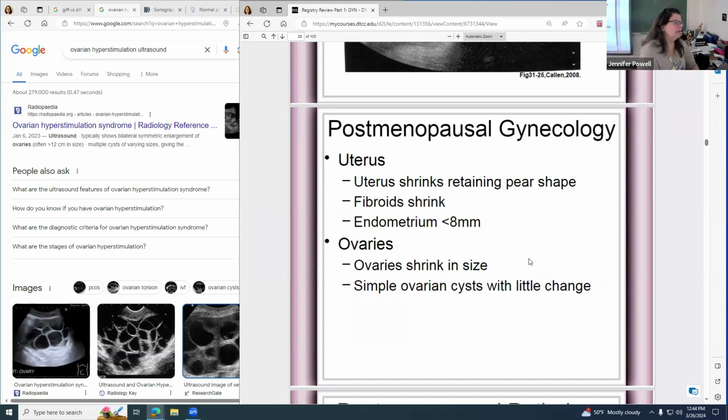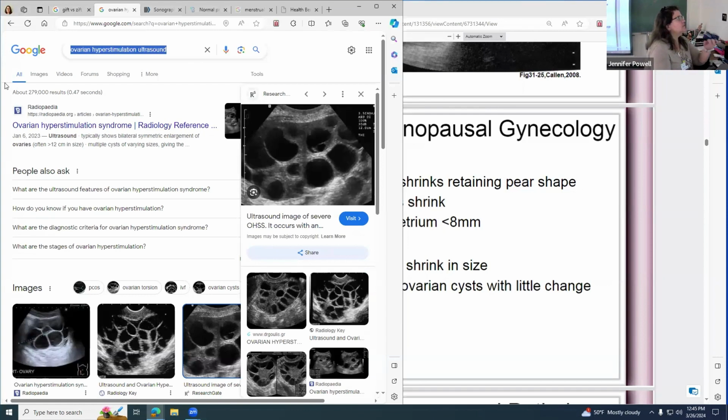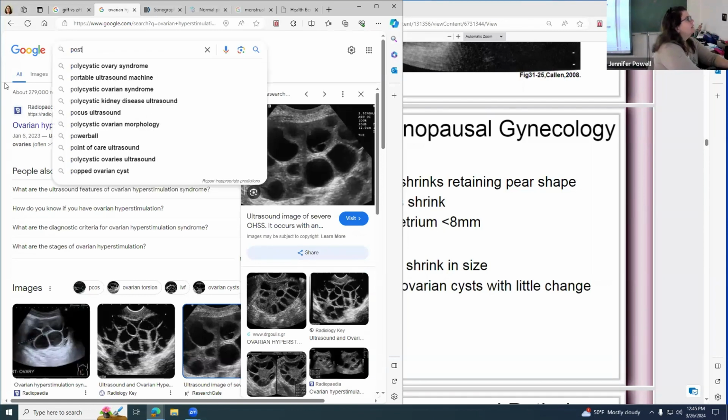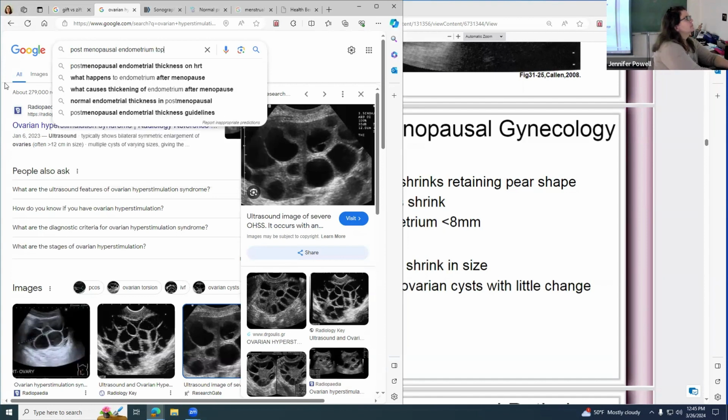Endometrium less than 8 millimeters. Well, I gotta disagree with that. It's actually less than 5 millimeters unless they are undergoing hormone replacement therapy. So let's just check that. Postmenopausal endometrium. Abnormal.